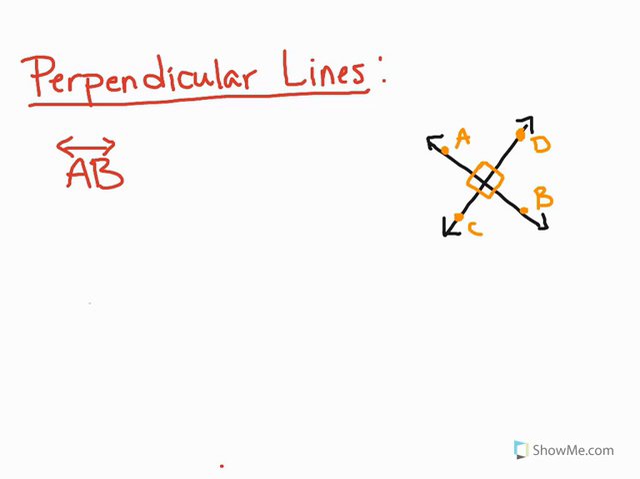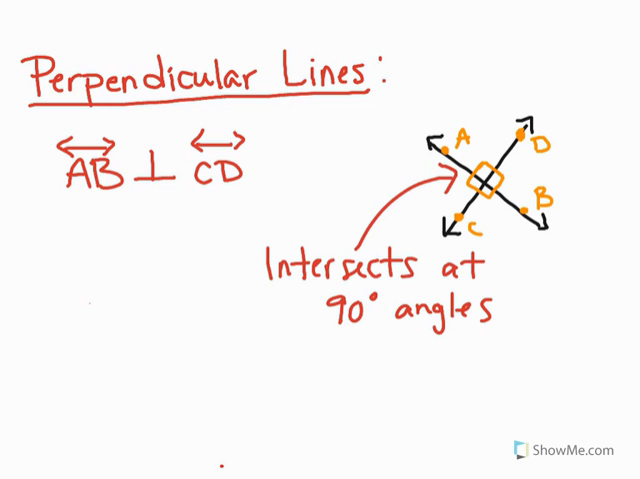So line AB, and I'm going to write the next line that it's perpendicular to. So line CD. And if you remember from algebra, there's a particular notation for perpendicular, which is like an upside down capital T. So I'm going to put that right in between these two. And now I know that line AB is perpendicular to line CD. And I know that because these are all intersecting at right angles.